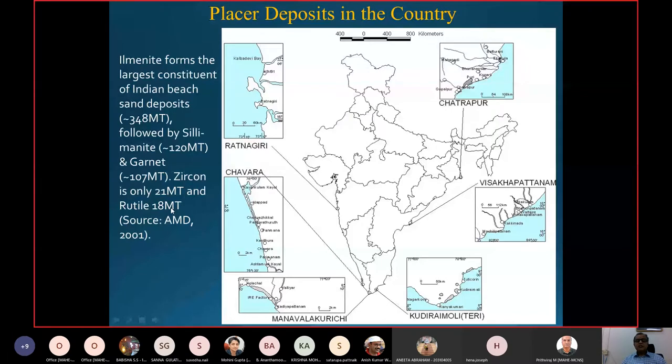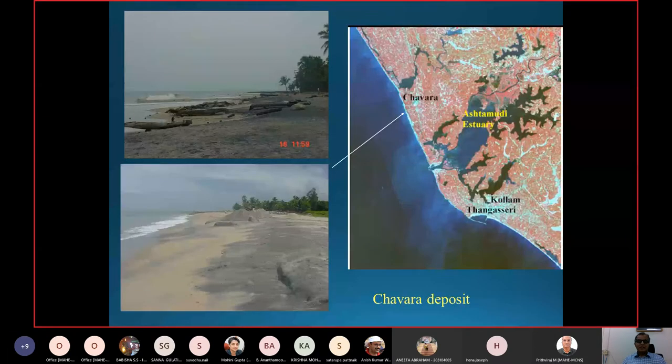What I was just talking about is the Chavara deposit, how good the deposit is and where it occurs. You see how the beach is black; we call these black sand deposits. You see here another one. The companies scoop up whatever comes onto the beach during the fair weather period or all seasons and take it to the factory to separate the minerals based on density. I just wanted to draw your attention to this.